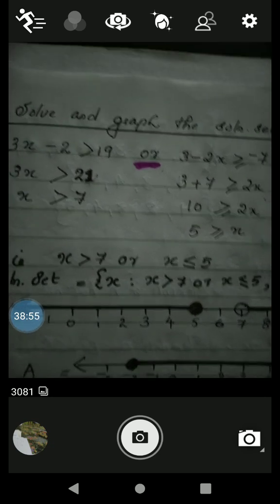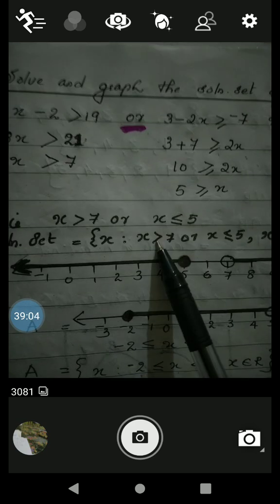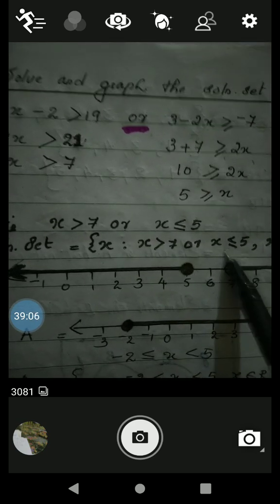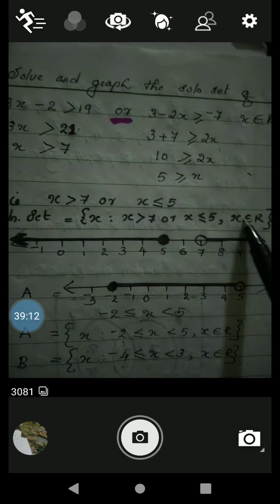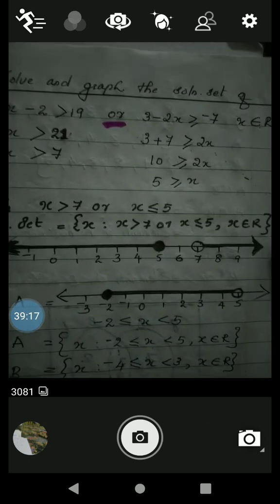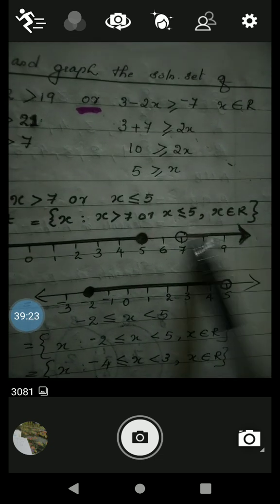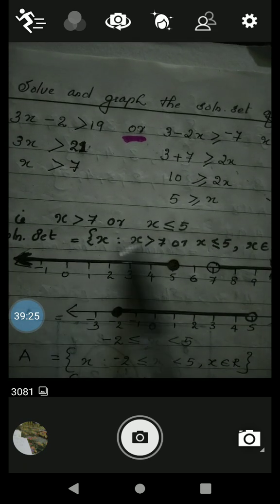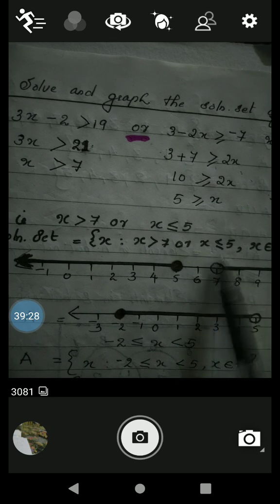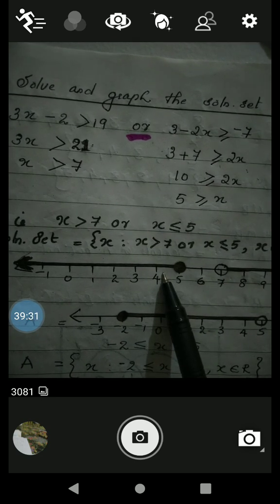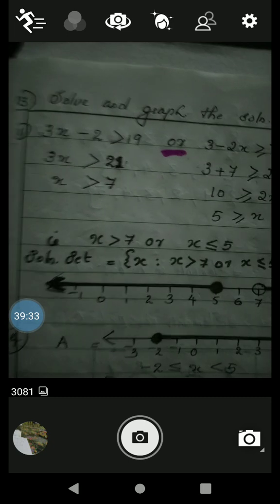So either x is greater than 7 or x is less than or equal to 5. Not "and", no need to combine. Either or. Therefore, the solution set is x such that x is greater than 7 or x is less than or equal to 5, x belongs to real numbers. Both we can express on the same number line. You can see here a number line. x is greater than 7, here you can see, this part. On the left side, x is less than or equal to 5. You can see that. Okay, in this way we can express.